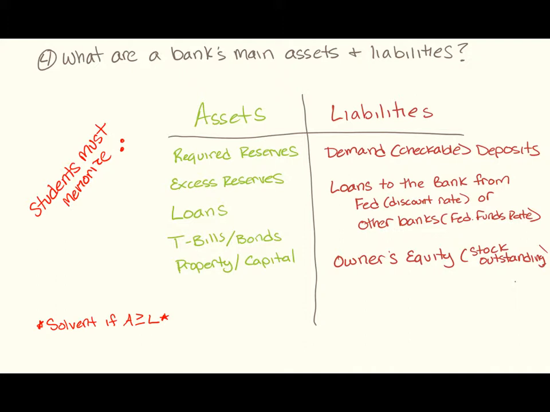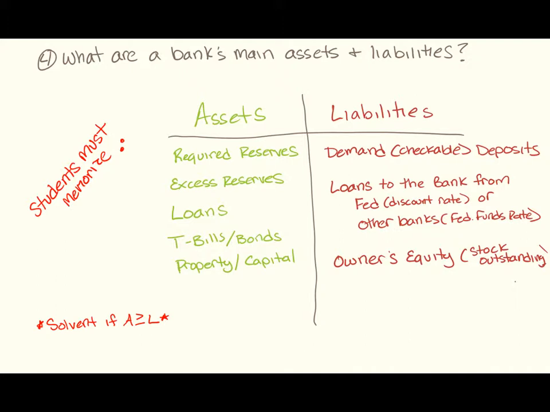So when we start to manipulate the assets a little bit later on, essentially almost all the manipulation comes from excess reserves, because the banks aren't allowed to touch required reserves since they are legally obligated to hold on to those based on their percentage of demand deposits.